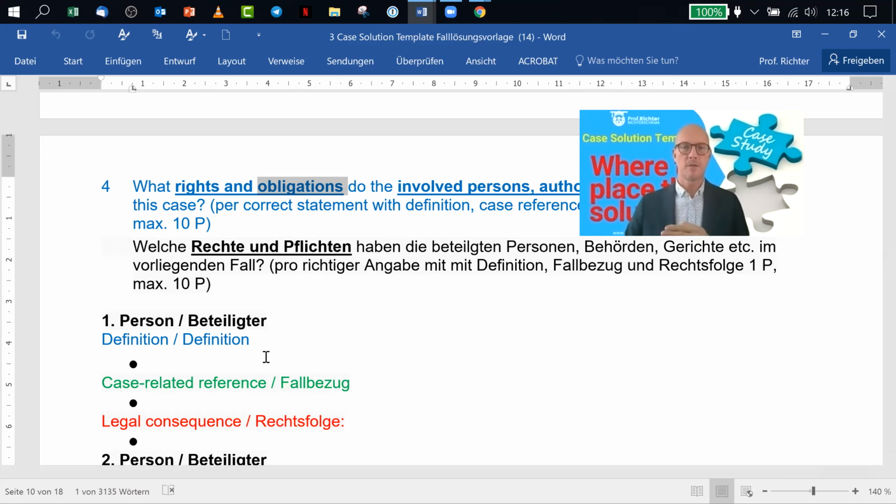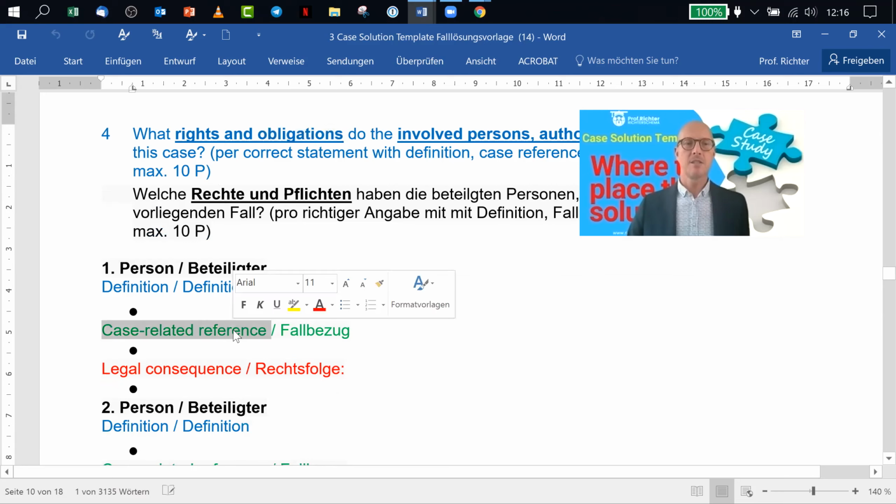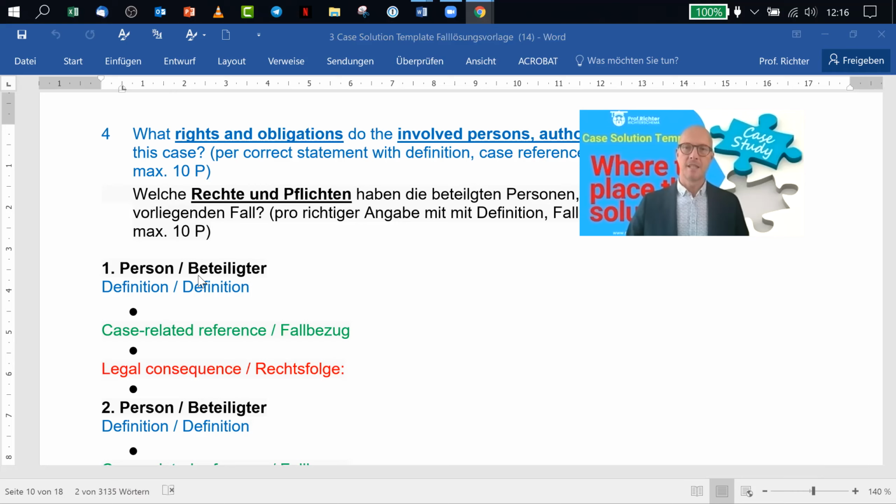And tell you, okay, you have to pay this and that. Okay, so give me the case relation, and then tell me the legal consequences. So maybe, for example, a buyer is also a person. A buyer has the right, he has to pay, and he has the right to get the thing without any defects. And the seller has the right to get the money and has to deliver the products without any defects.